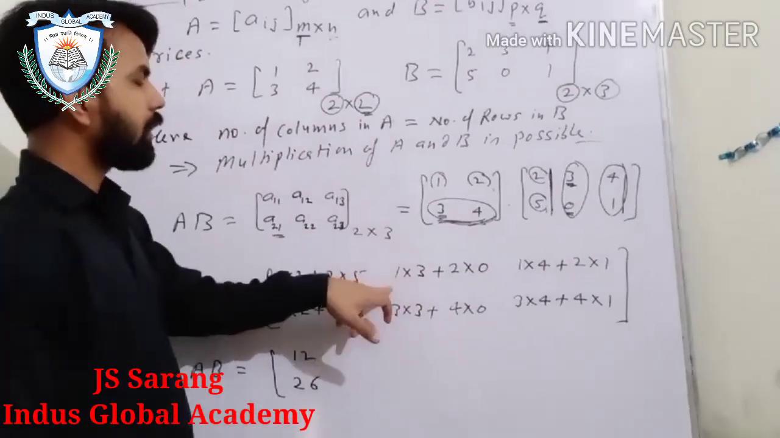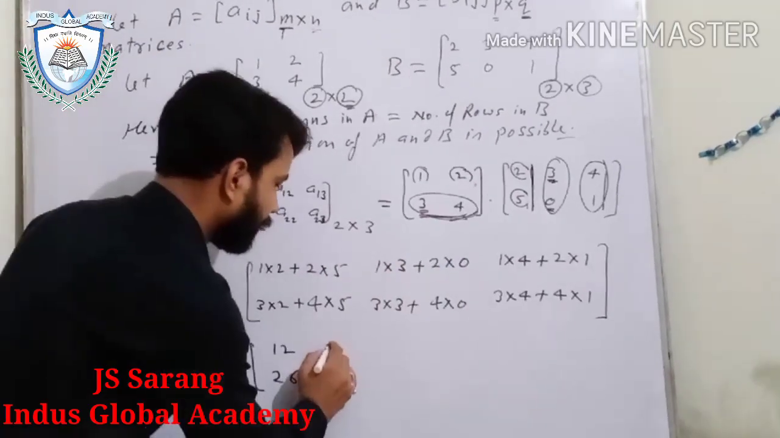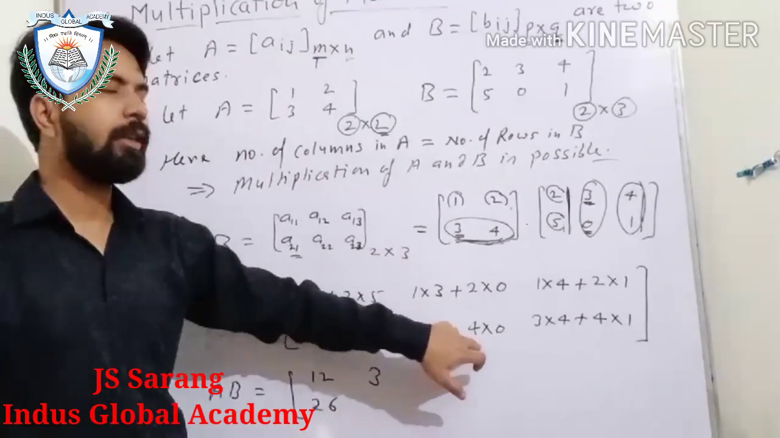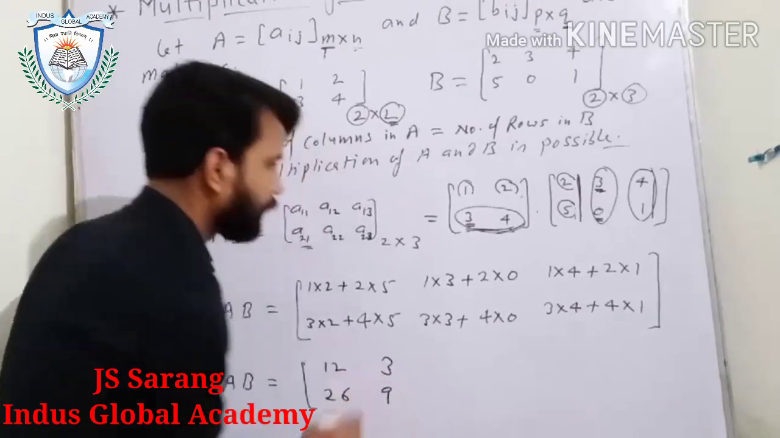Now 3 1s are 3 plus 2 zeros are 0. So 0 plus 3 gives you 3. Now 3 3s are 9. Plus 4 into 0 gives you 0. So 9 plus 0, that is 9.